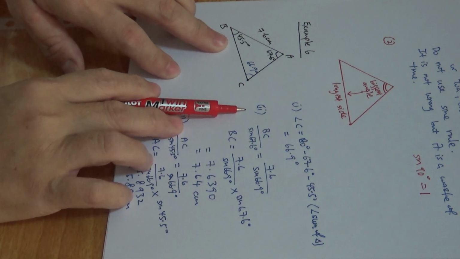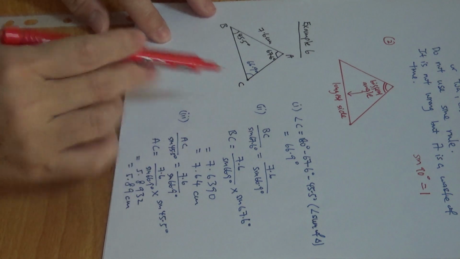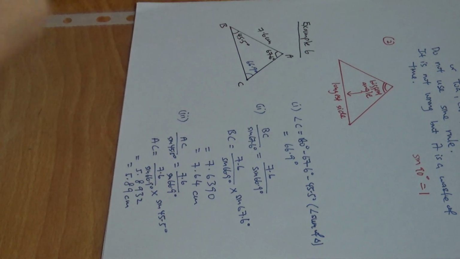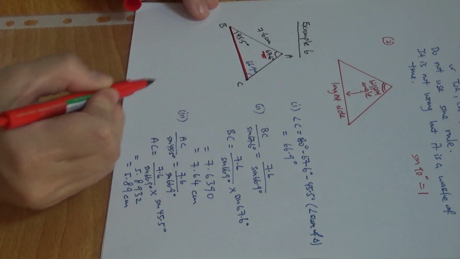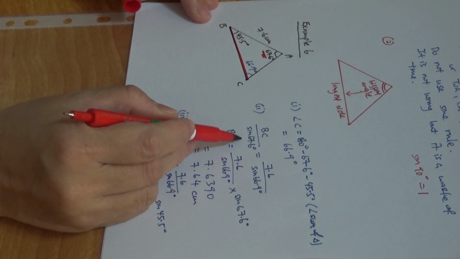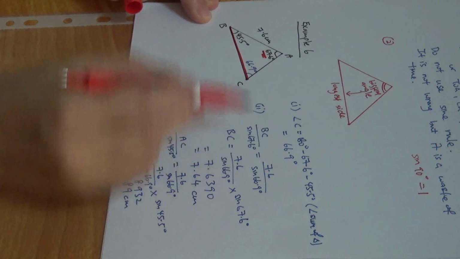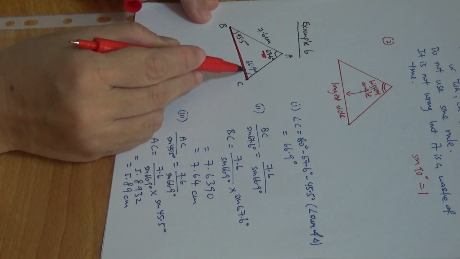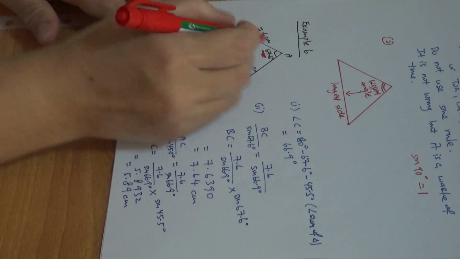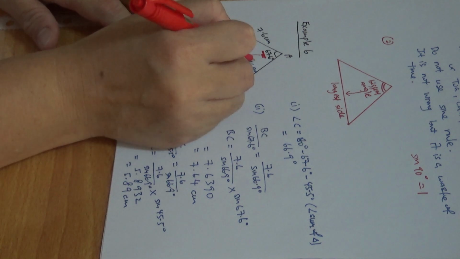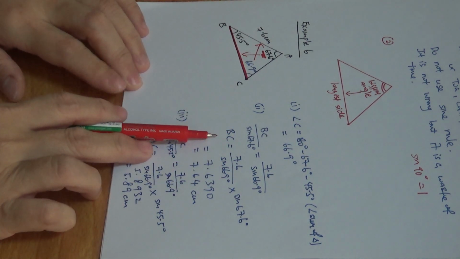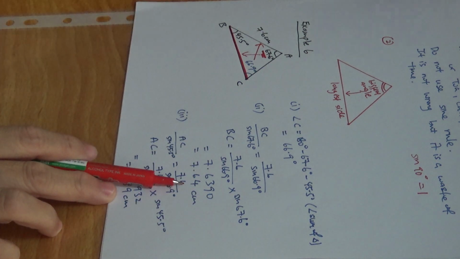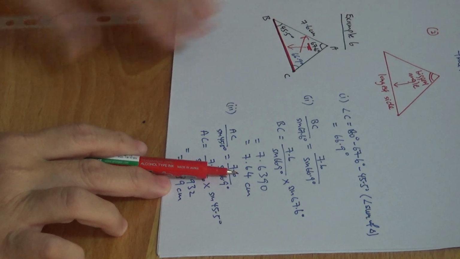Part 2 asks you to find the length of BC. BC is here and it's opposite this angle. So BC over sine 67.6 is equal to 7.6 over sine 66.9. That means we always take the opposite side and angle to apply the sine rule. So for BC, you bring this over, and you will get the final answer, 7.64.